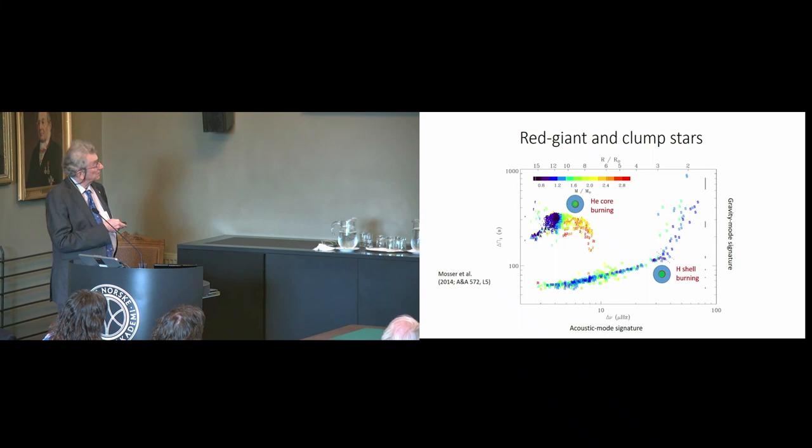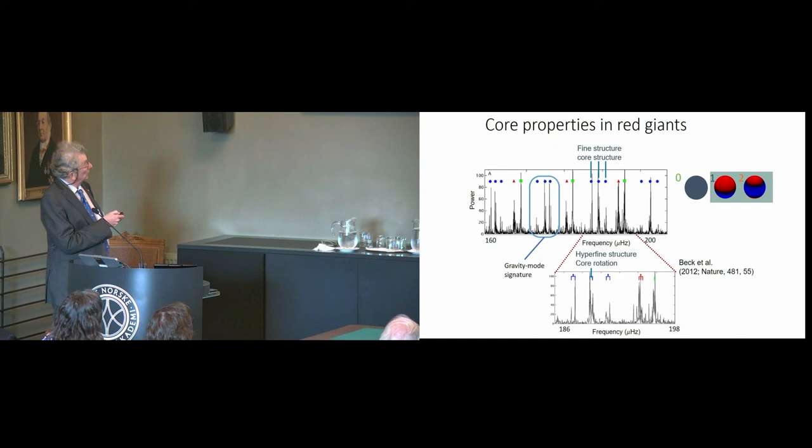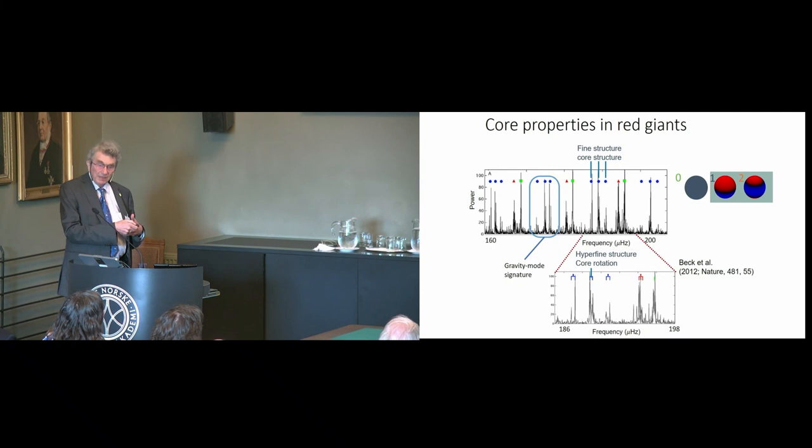And we can also measure, and we showed that for the Sun, the rotation rates of a stellar interior. And we do that by looking at the hyperfine structure, if you like, of these peaks. If you look carefully, you can see that these are actually split. This is blown up here. And that splitting is a measure of how fast mainly the core rotates. And so we can measure the core rotation rates of these stars.